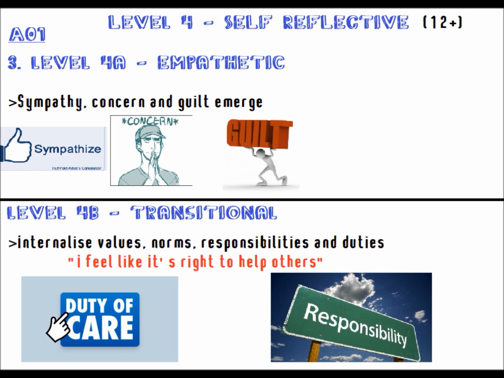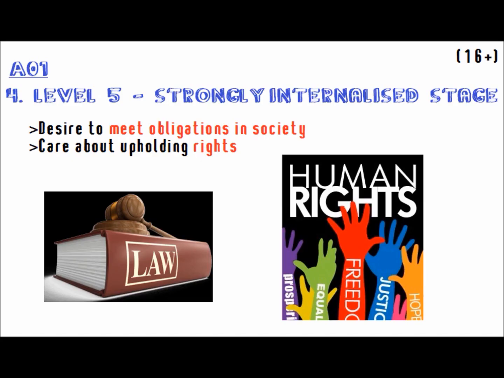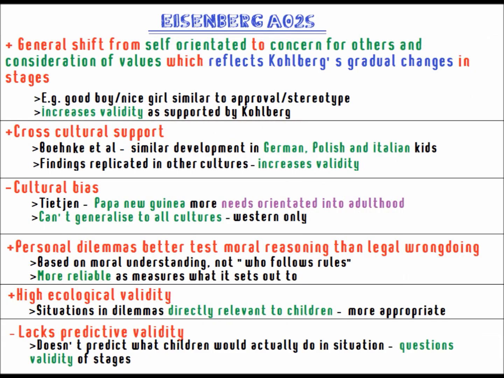Level 4. Self-reflective. 12 plus. Level 4A. Empathetic. Sympathy, concern, and guilt will emerge. Level 4B. Transitional. Children internalize values, norms, responsibilities, and duties. For example, I feel like it's right to help others. And Level 5, strongly internalized stage, 16 years plus. There is a desire to meet obligations in society, and children care about upholding rights.